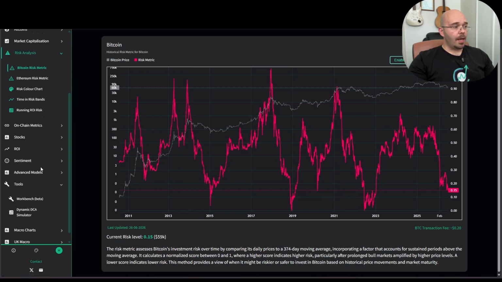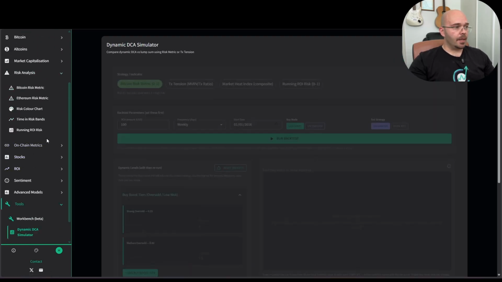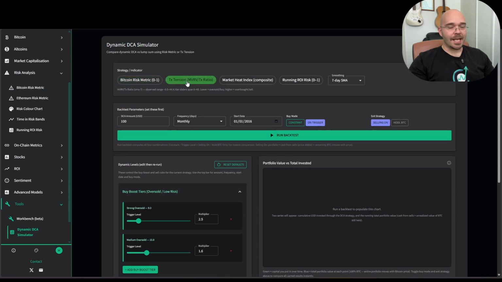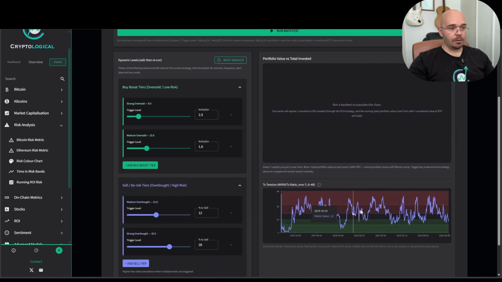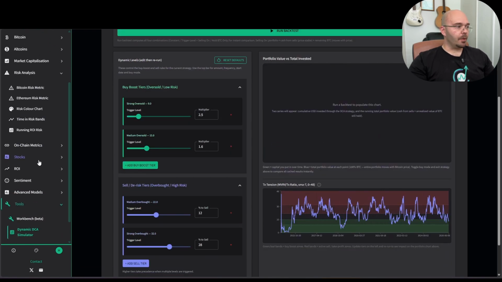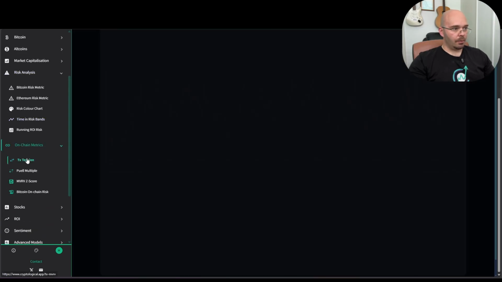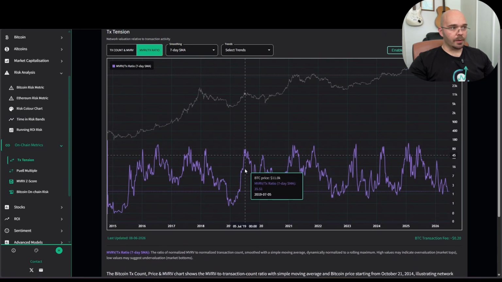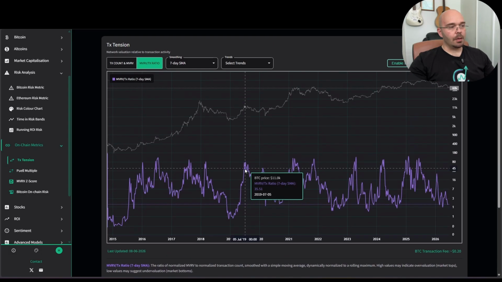And we also have on there the TX tension indicator, which is actually a bespoke indicator that I've created myself, which looks like this with a pretty purple line on here. And if we go over to on-chain metrics, we can see it here in all of its glory with its long description. I should describe what these metrics actually show, shouldn't I?